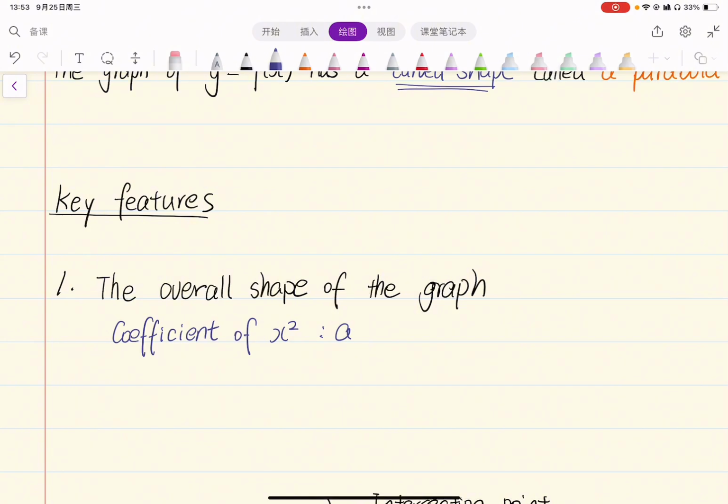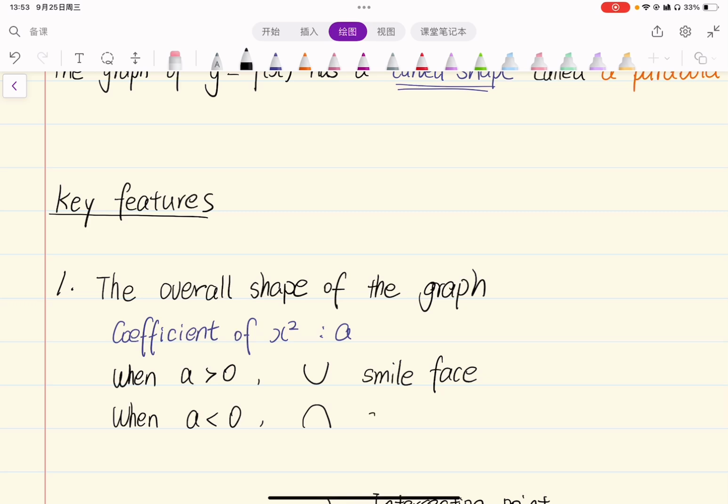In detail, when a is greater than 0, we have an upward U, that is a smiley face. When a is less than 0, we have a sad face. When you want to determine the overall shape of the graph, we just need to look at the coefficient of x squared, whether it is greater than 0 or less than 0.